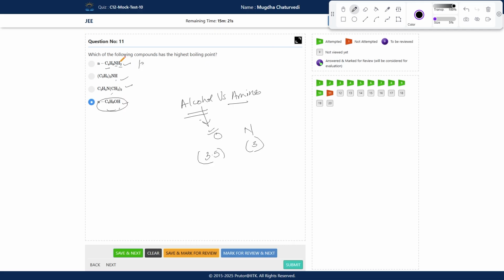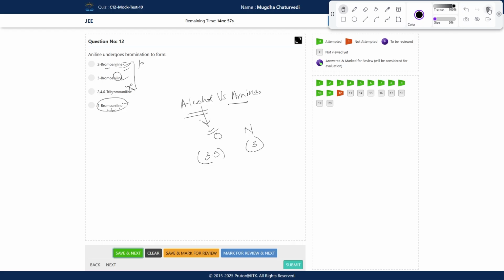If I compare primary, secondary and tertiary amine, then in primary amine you have two hydrogens available for hydrogen bonding. Here you have only one, and here you have no hydrogen available for hydrogen bonding. So for this the right answer will be alcohol, which is NC4H9OH. Okay, so this is the right answer.